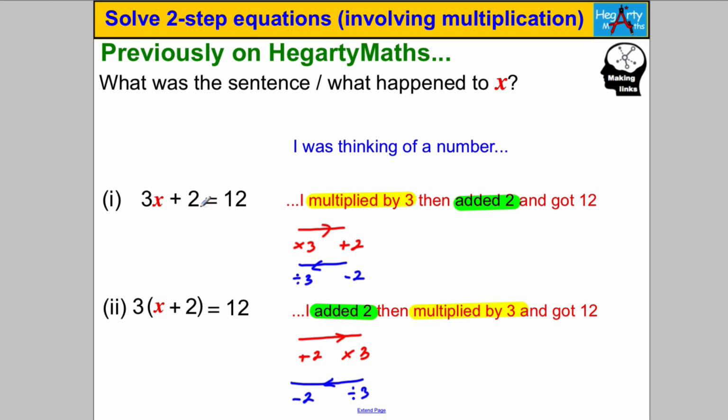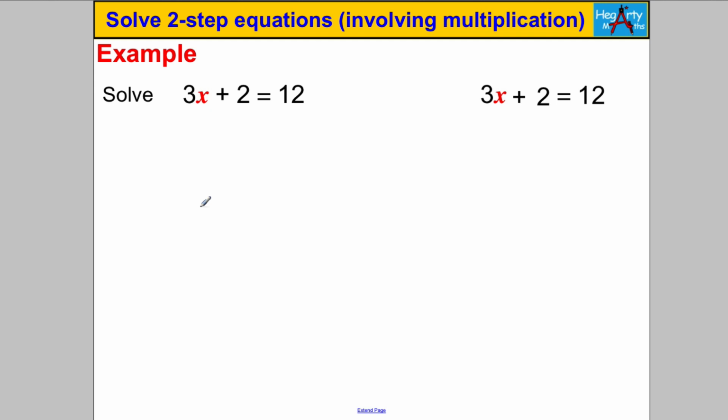So I'm going through various examples. At any stage, pause the video and have a go first. Solve the following. Okay, what happened to x? I multiplied by 3 and then I added 2. So going backwards, what am I going to do? I'm going to subtract 2 and then divide by 3.